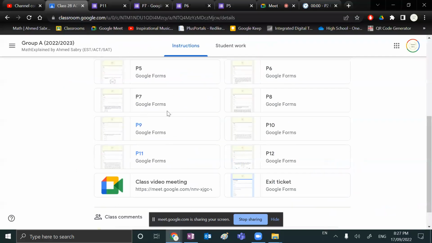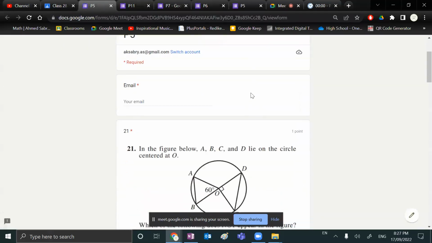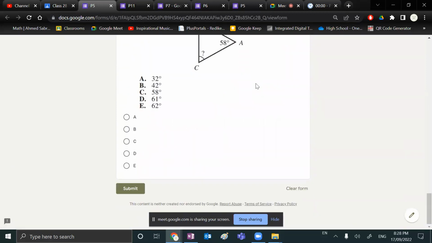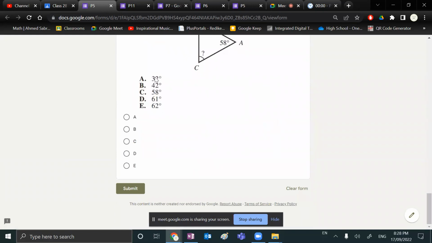Please head to Google Classroom and start working right away on P5. It has a total of 5 questions. Some of those questions are geometry, others are just linear. Some of them will use the information that I just discussed, and others may not.